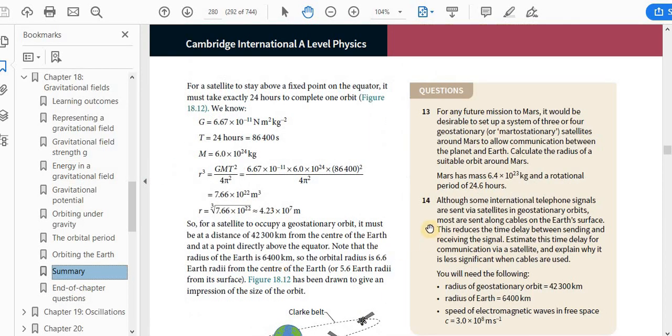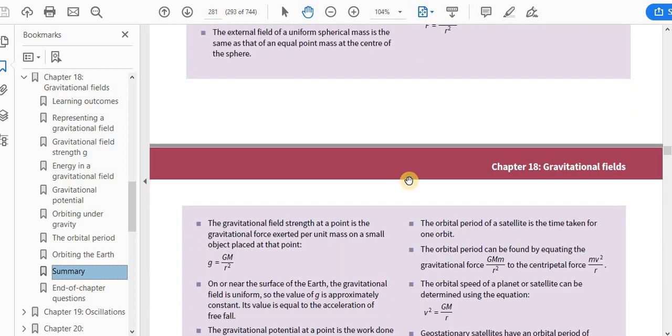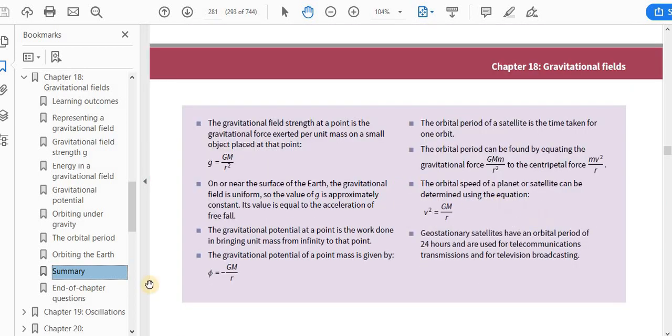Summary. Oh, they haven't given it. Oh yeah, it's here, sorry, it's here. The gravitational potential of a point mass is given by this.